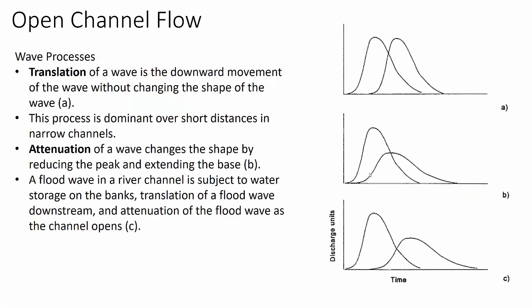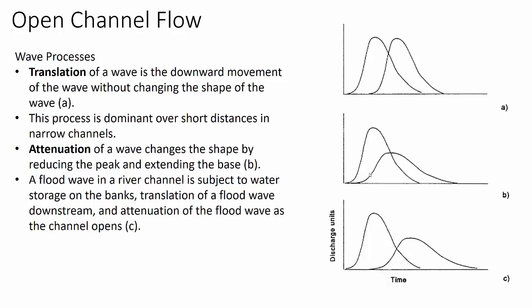As water moves down a channel, it can move through several processes. Translation of a wave is the downward movement of a wave without changing the shape of the wave. This process is dominant over short distances in narrow channels. Attenuation of a wave changes the shape by reducing the peak and extending the base. And this is more common. Translation of a wave really only occurs under very specialized conditions. Attenuation is the most common impact of flow.